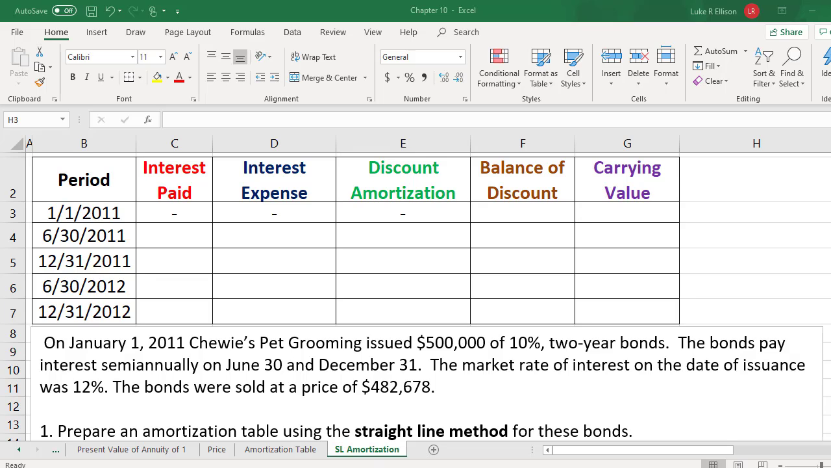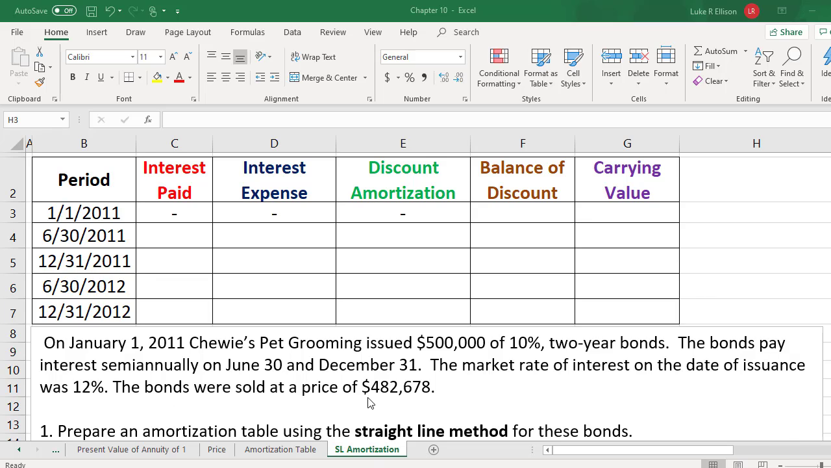Hello! Today we're going to be discussing the straight line method for creating an amortization table for bonds. The question says, on January 1st, 2011, Chewy's Pet Grooming issued $500,000 of 10% 2-year bonds. The bonds pay interest semi-annually on June 30 and December 31st. The market rate of interest on the date of issuance was 12%.